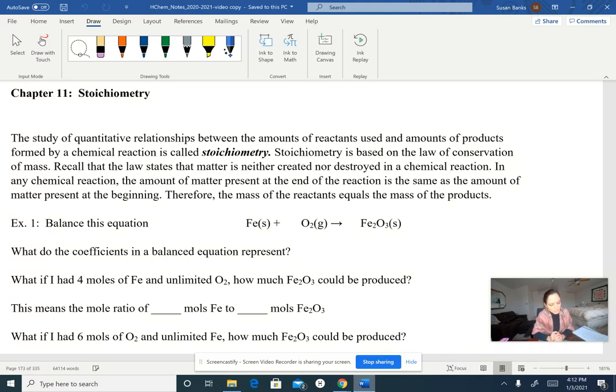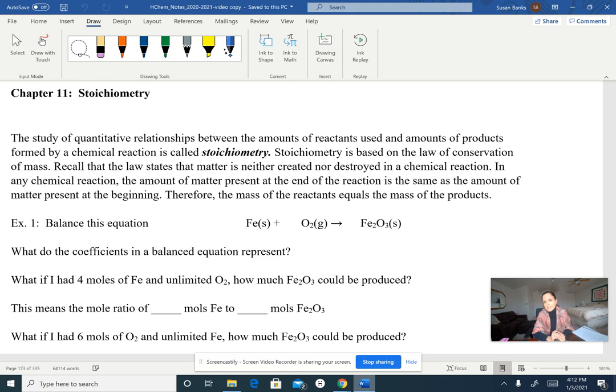So stoichiometry is the study of quantitative, meaning numbers. We can actually measure relationships between the amounts of reactants that we may need and the amounts of products formed by a chemical reaction. It's called stoichiometry.